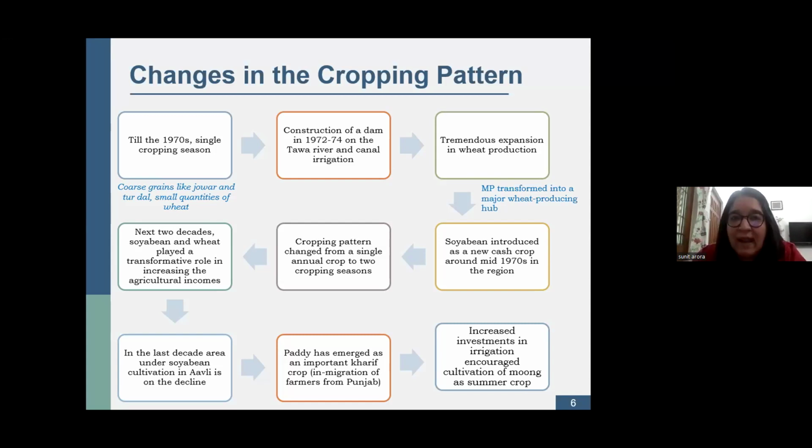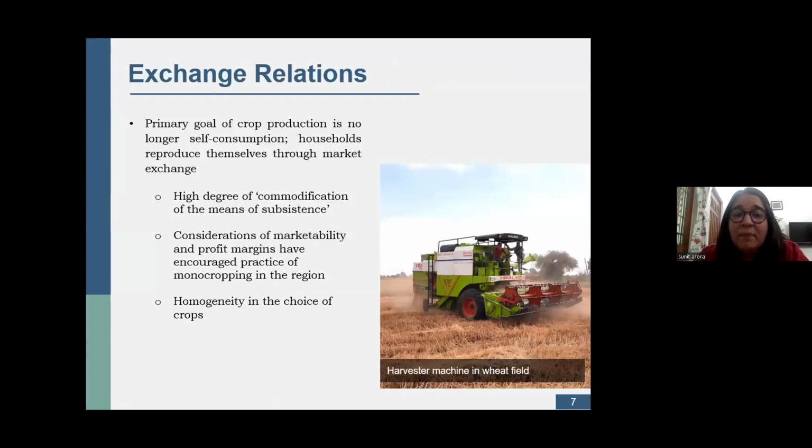Even if you own a small land piece of 2 acres, you will have to rent in harvesters to do the harvest. You will have to rent in other machines like tractors and rotavators to do other parts of the process. I will briefly just talk about the exchange relations or the goal of production.